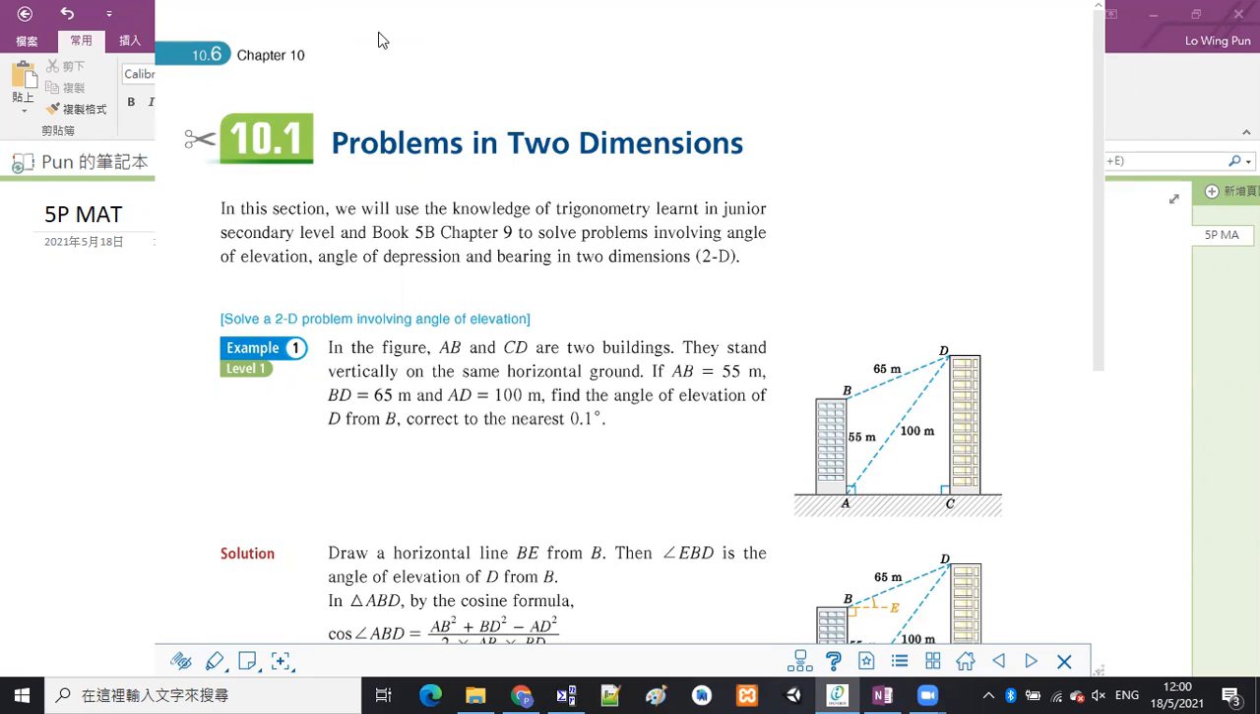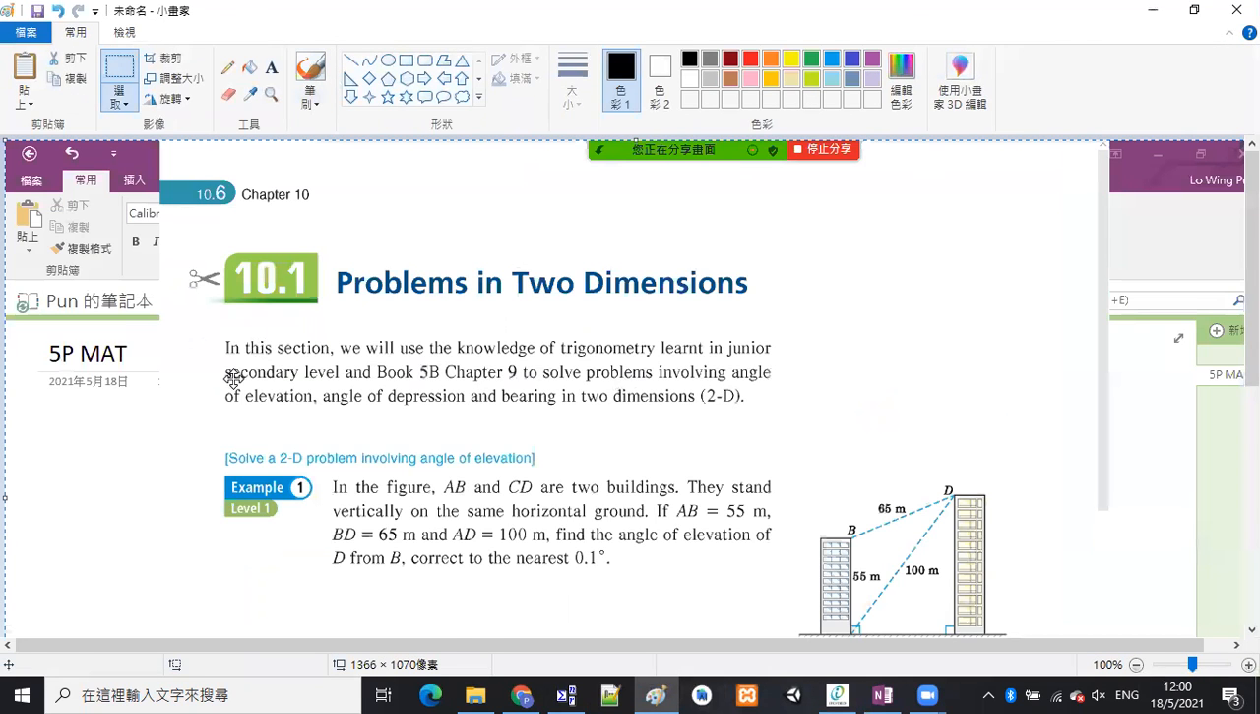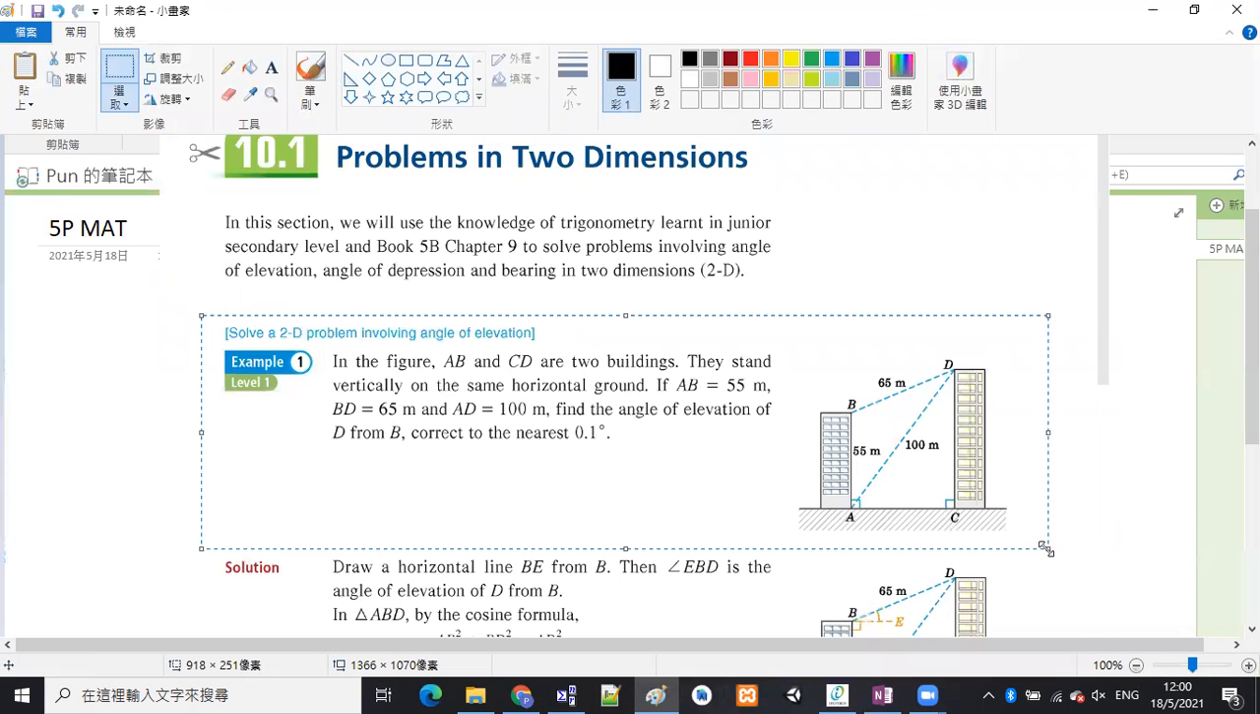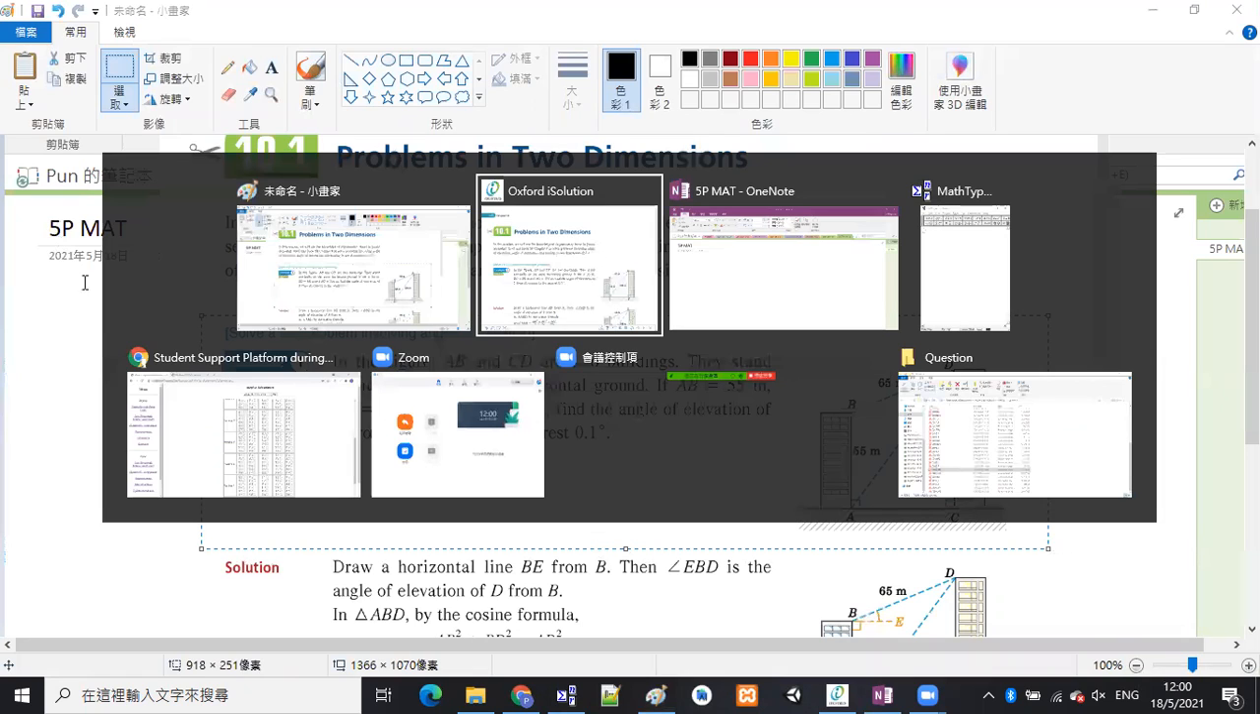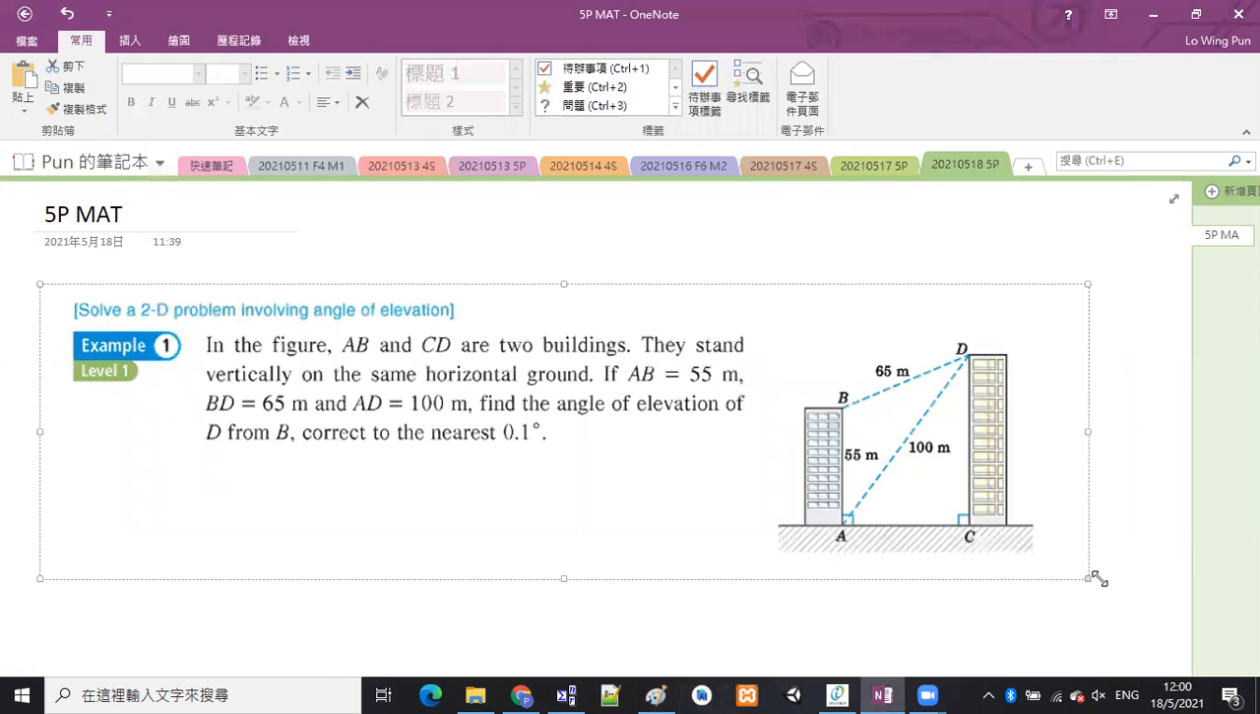Okay, so find the angle of elevation of D from B. So we need to locate where the angle is first. Let me copy the diagram first. Okay, watch it like this, for those who slept yesterday or did not come to school, or anyone else.